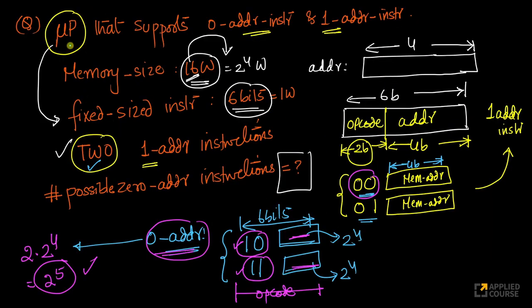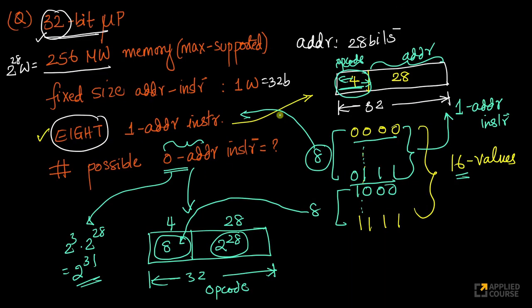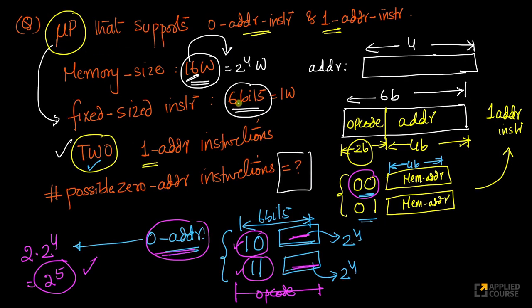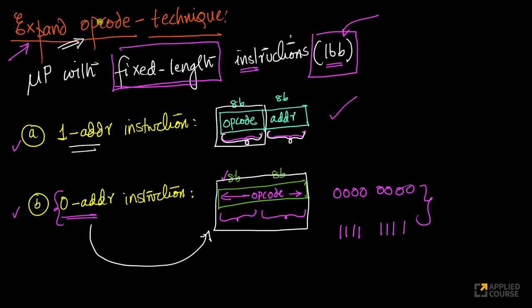Again, all the 3 problems that we have seen are very simple problems. I've shown multiple problems to help you understand the subtle details in how the expanding opcode technique itself works, wherein the opcode for zero address instructions is expanded to the whole fixed length instruction size. It's not just limited to the first few bits.